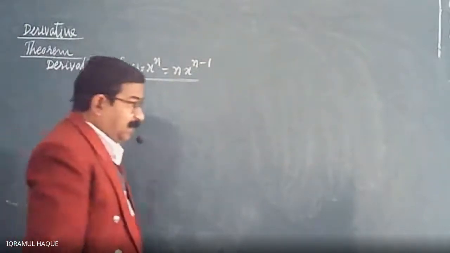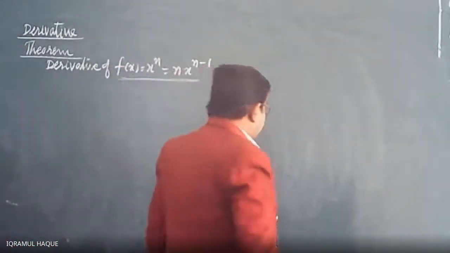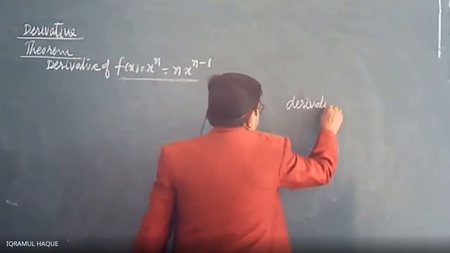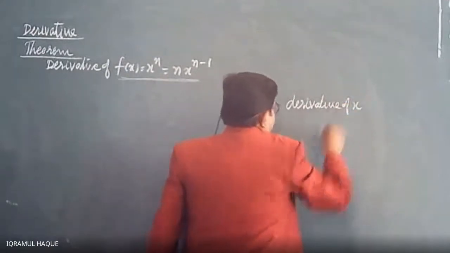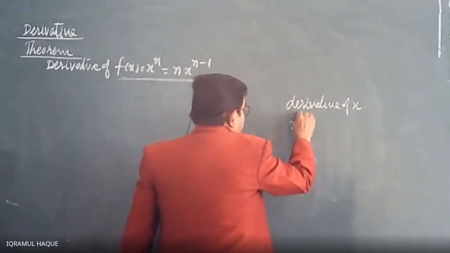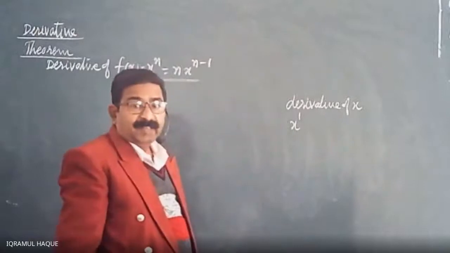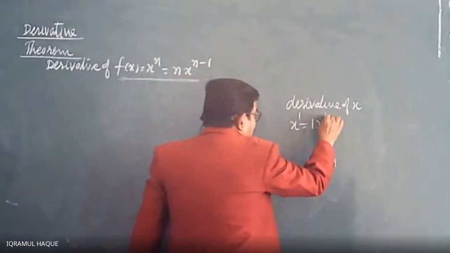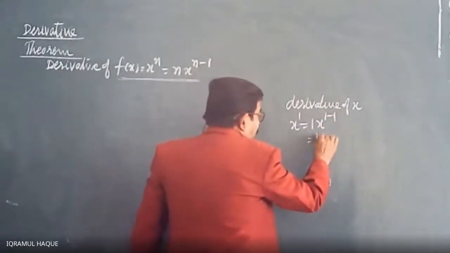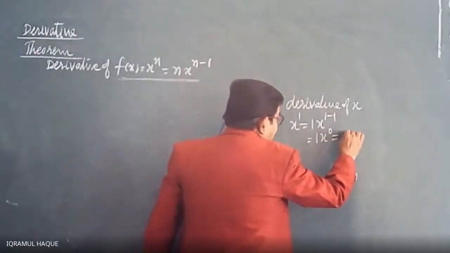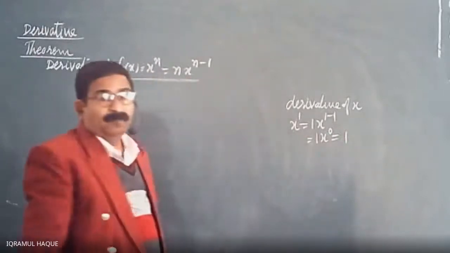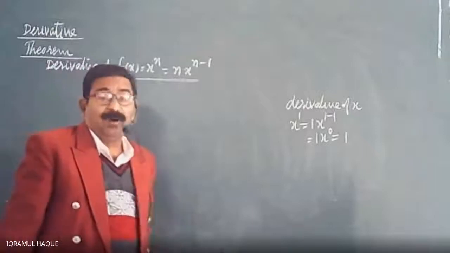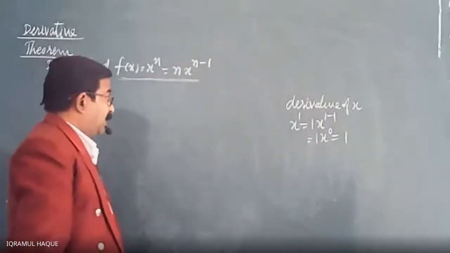Now the derivative of x. Suppose we have x to the power 1. So this 1 comes first and x to the power 1 minus 1. So we have 1 into x to the power 0, which is 1. So the derivative of x is always 1. This has to be remembered.